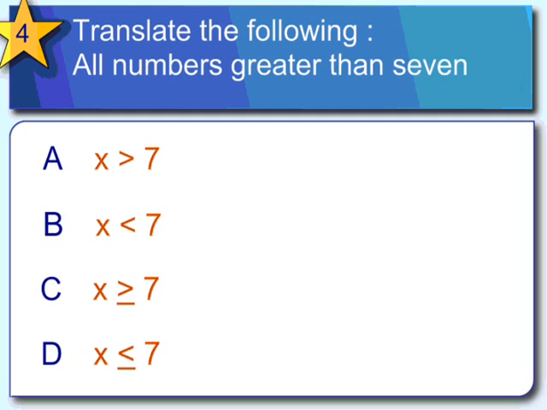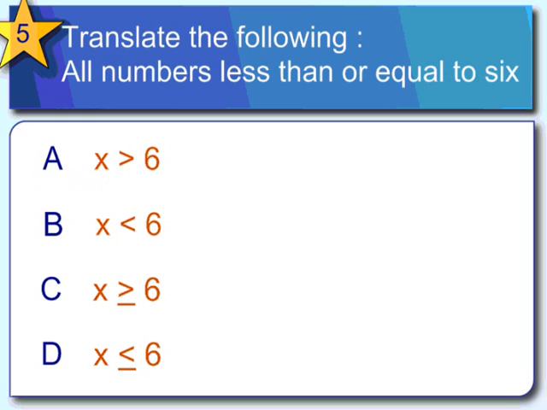Translate the following. All numbers greater than 7. And we'll do one more example here. Translate the following. All numbers less than or equal to 6.